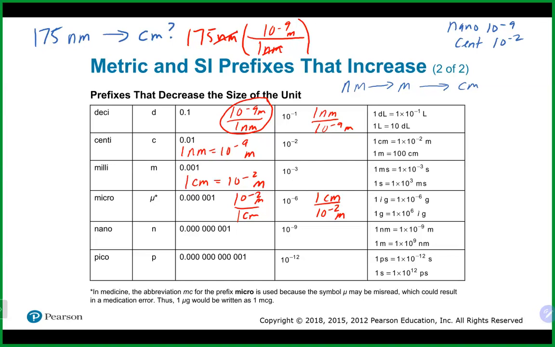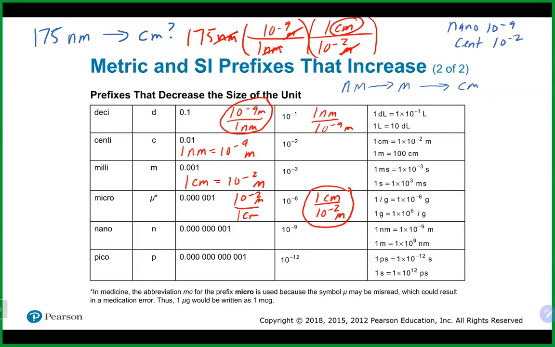At this point, we have meters, and we can see meters are up on top. So to get rid of it, we want meters on the bottom. That means we will have to use this conversion here, and that puts the meters on the bottom. So our 10 to the minus 2 meters is 1 centimeter. So our meters cancel. That leaves centimeters up on top, which is the only unit left, which is what we're looking for.